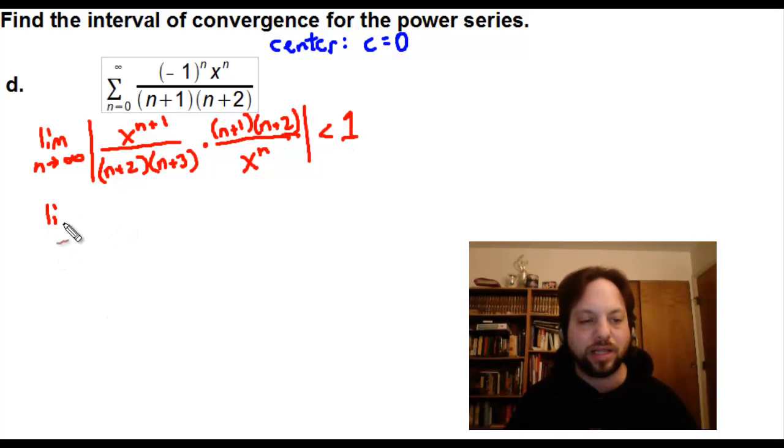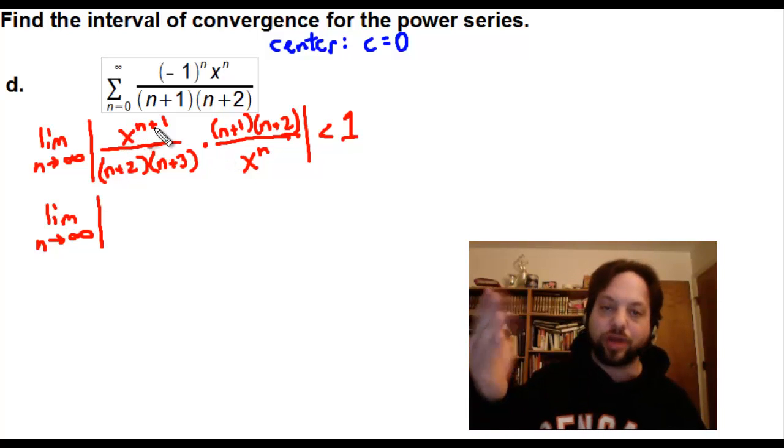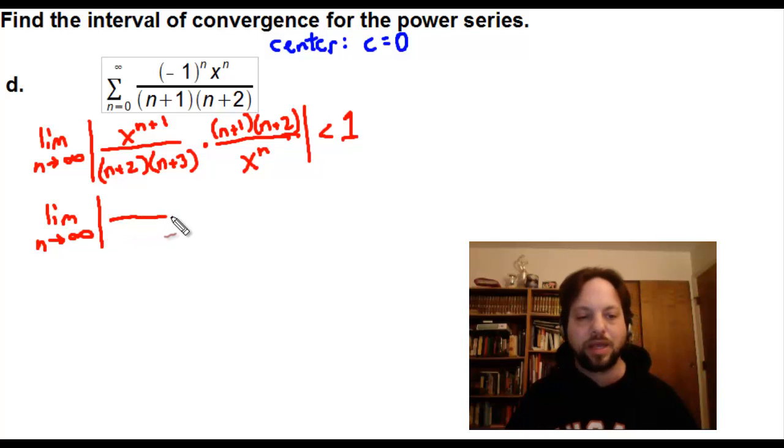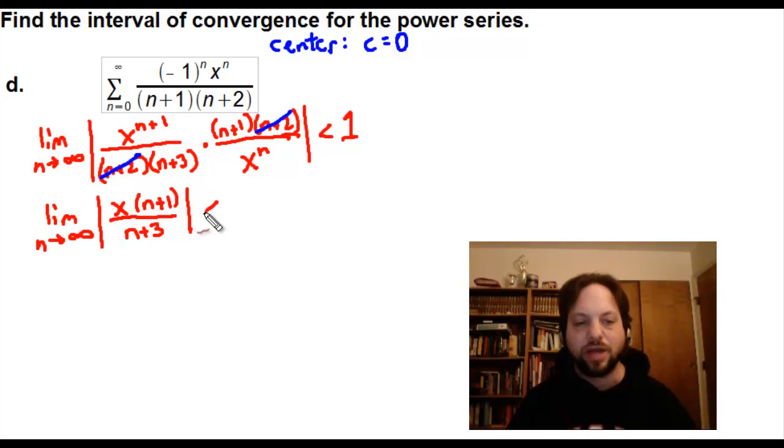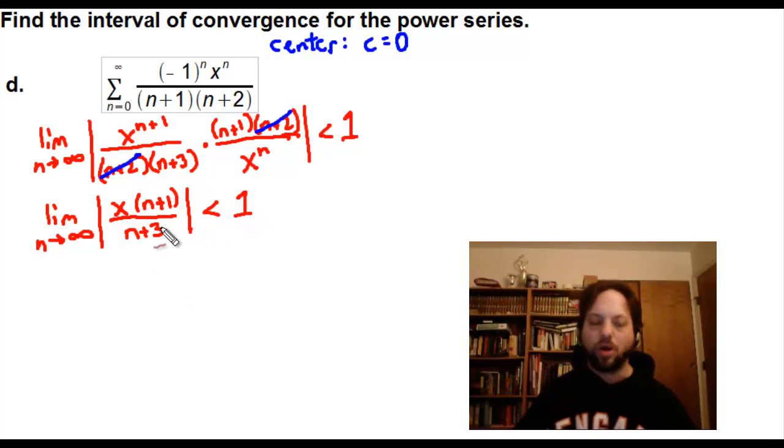If we do a little bit of cleanup here, let's see what's going to happen. As far as the x's, notice that I have one more x on the numerator than I do in the denominator. And so I'm going to end up with an x up here. Furthermore, I want you to notice that we do have an n plus 2 and an n plus 2, and those will cancel out, leaving me with just an n plus 1 in the numerator and just an n plus 3 in the denominator. Now, again, that is going to be less than 1.